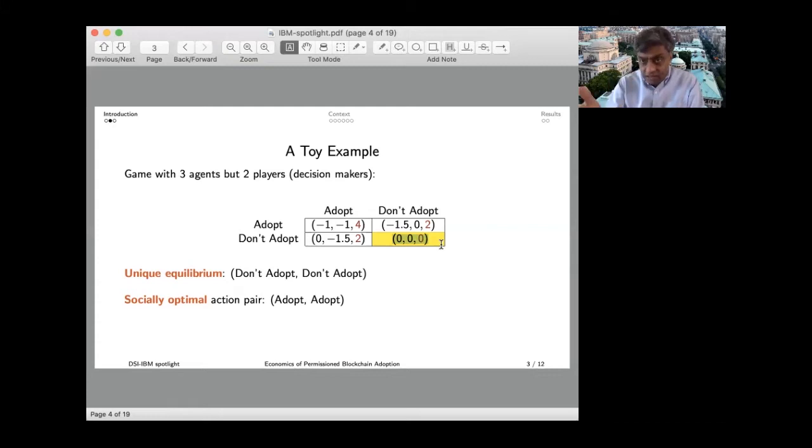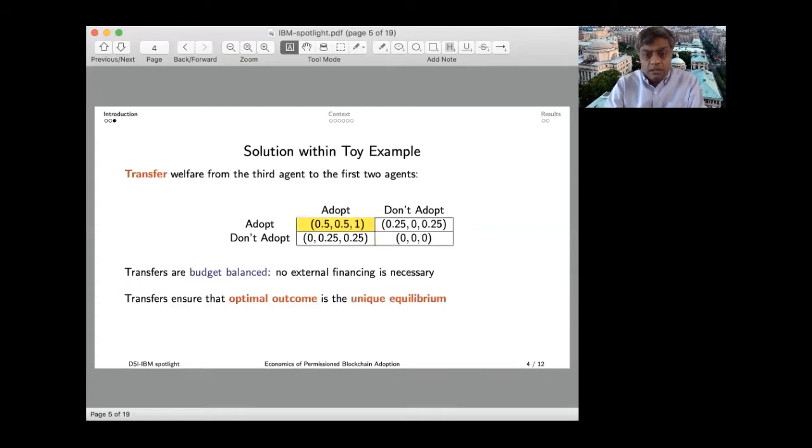So how do we fix this problem? We create a welfare transfer mechanism, a contract that transfers welfare from the third agent to the first 2 agents. So in this setting, what we've done is that we've taken 3 units of the third agent's 4 units and given it to the 2 players that were making decisions. So their utility earlier was -1, -1. We gave them 1.5 units of welfare each. So it becomes 0.5, 0.5, and 1.